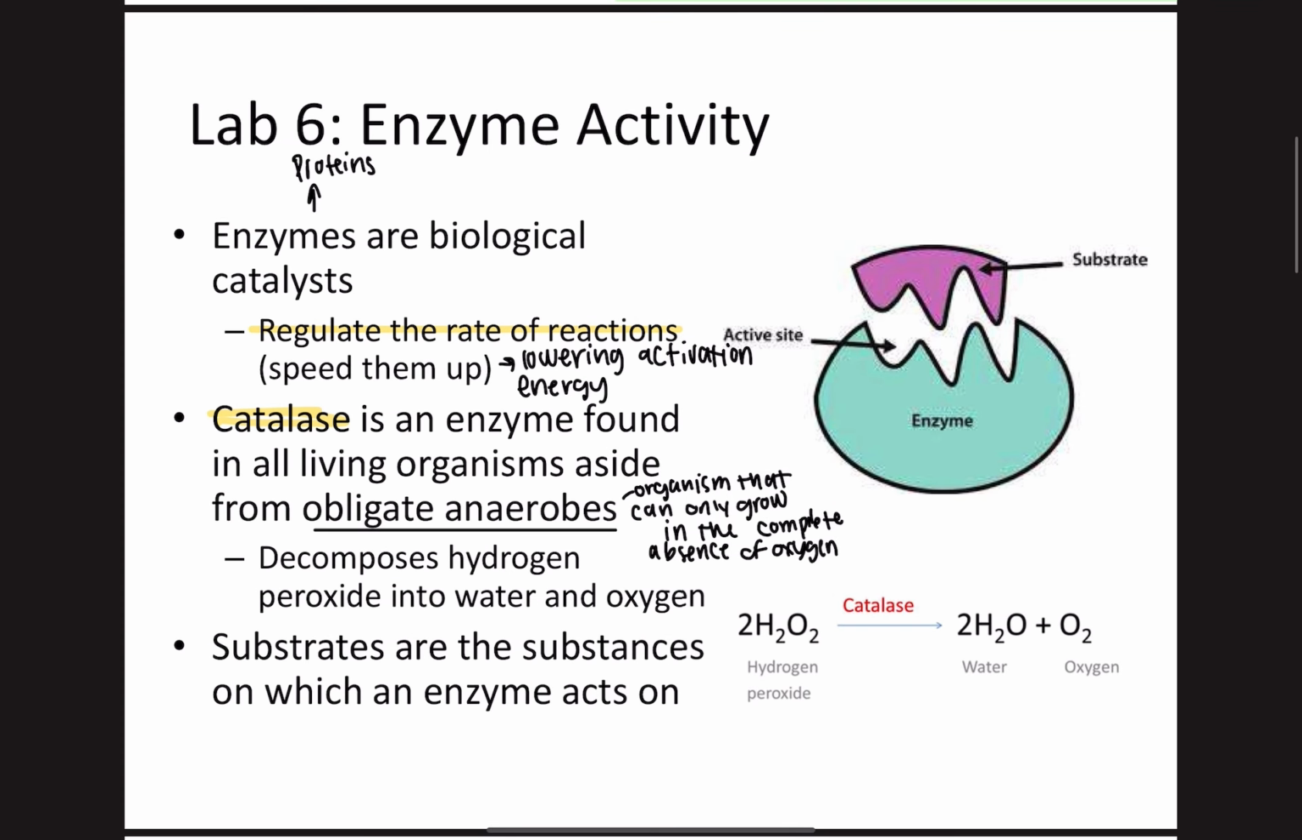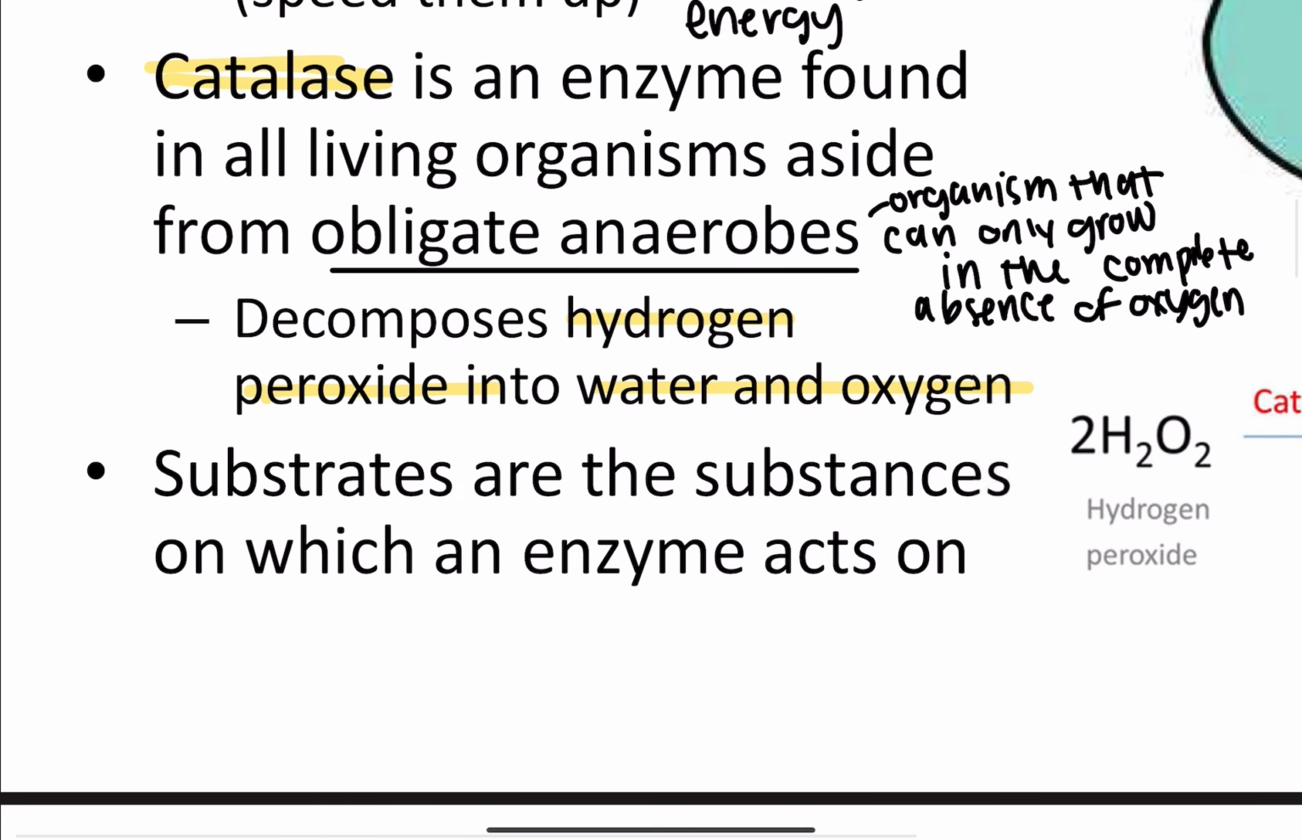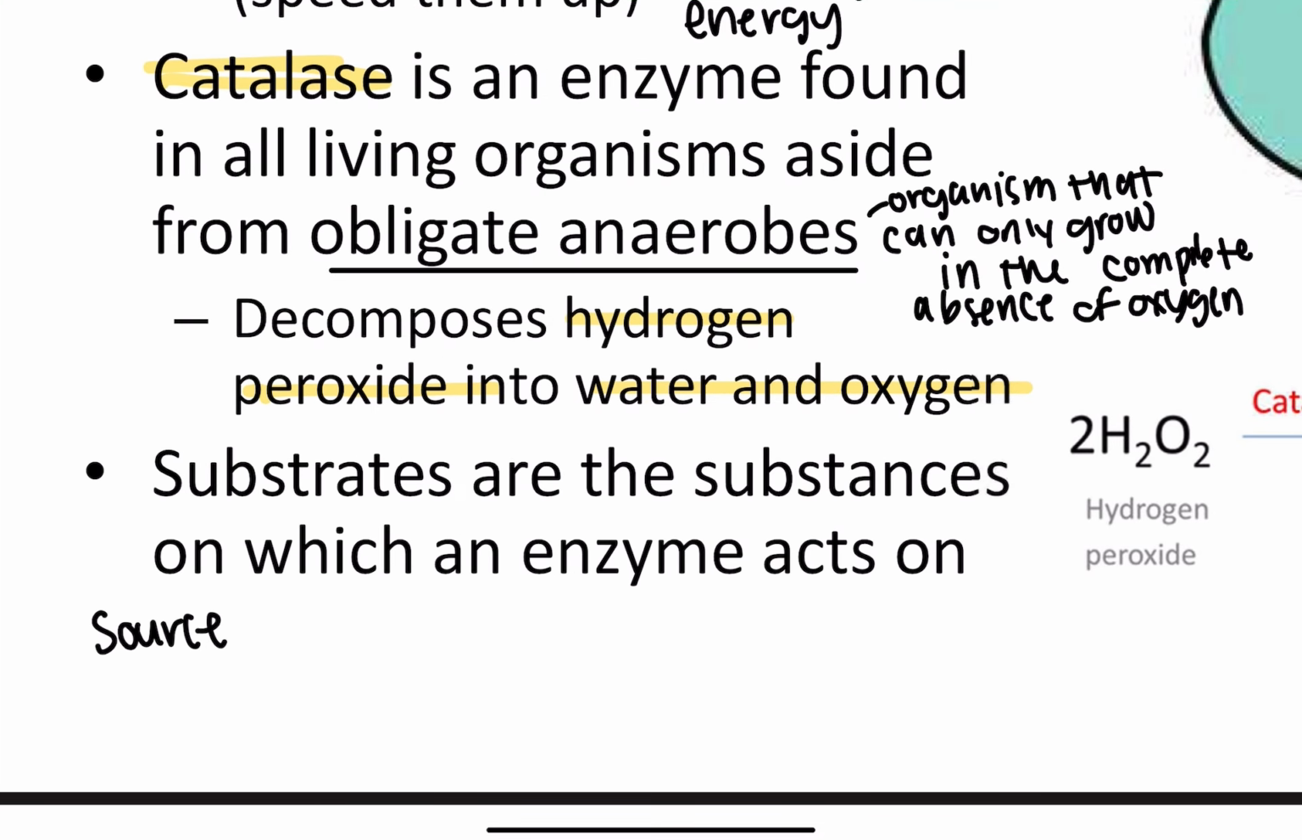So catalase actually works by decomposing hydrogen peroxide into water and oxygen. The source of catalase in this experiment was sheep's blood. Let me write down here. Source of catalase: it was sheep's blood.